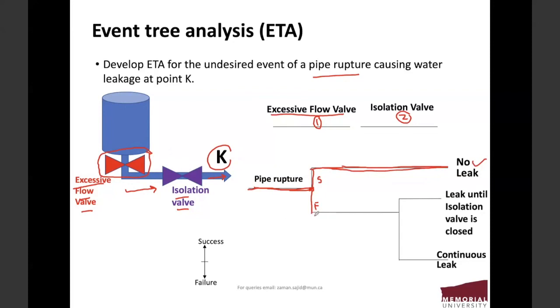Now, however, if I have the failure of my excessive flow valve, then I need to meet my second barrier, which is my isolation valve. So the water was coming here, this barrier failed. Now the only dependence I have is on the isolation valve, which is my second barrier in the event tree. Again, there could be two possibilities. This second barrier, the isolation valve, can either succeed or fail. If the isolation valve succeeds, the leak will happen until the isolation valve is closed. However, when there is a failure of this one, the water will still keep coming from this point, and the outcome will be a continuous leakage.